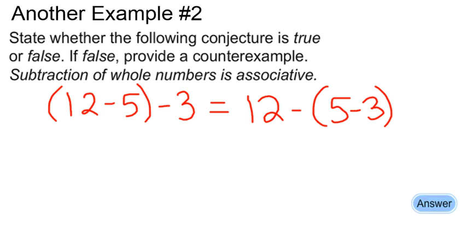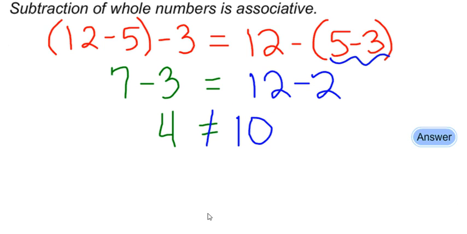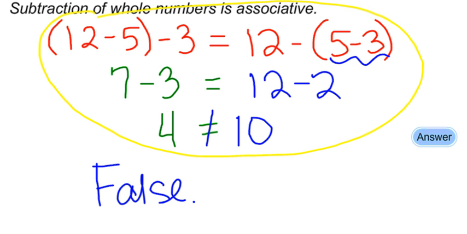So let's use the order of operations to solve. 12 minus 5 is 7. So on the left side, 7 minus 3 is going to equal 4. So let's check out the right side. We're going to do our 5 minus 3 first. So 5 minus 3 is 2. So 12 minus 2 is 10. So 4 does not equal 10. Therefore, this conjecture that subtraction of whole numbers is associative is considered false. And then if false, you're going to provide a counterexample, and that's this example right here.